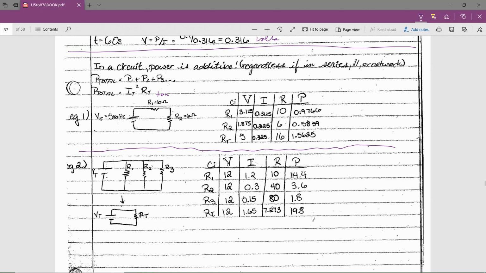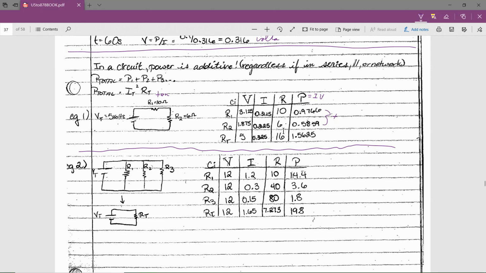You add together R1 and R2 to get our total. And then the power, when I get the power in the series diagrams, it's fastest just to do I times V, right? Then you aren't doing any squarings, and you're just really quick. So you get 0.976, 0.5859, the total 1.56. And you see that if I add together R1 and R2, I get R total. So that works good.